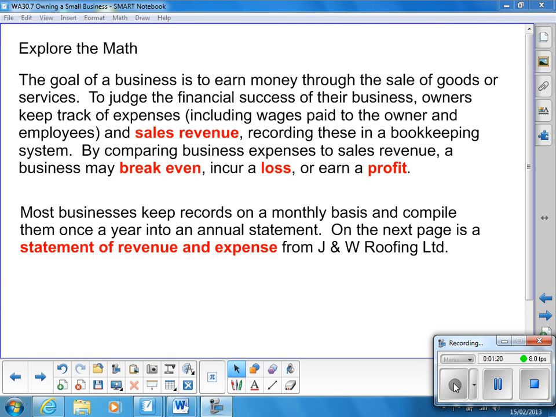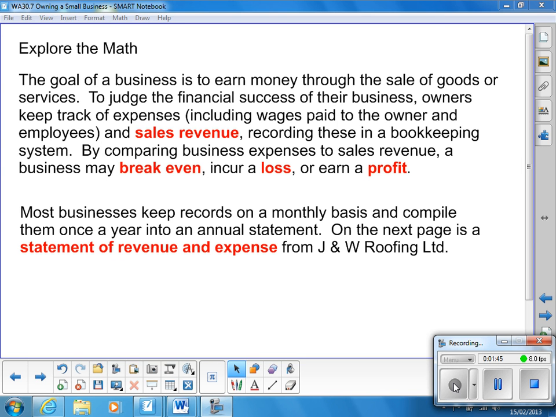The goal of a business is to earn money through the sales of goods or services. To judge the financial success of their businesses, owners must keep track of expenses, including wages paid to the owner and employees, and sales revenue, recording these in a bookkeeping system. By comparing businesses' expenses to sales revenue, a business may break even, incur a loss, or earn a profit.